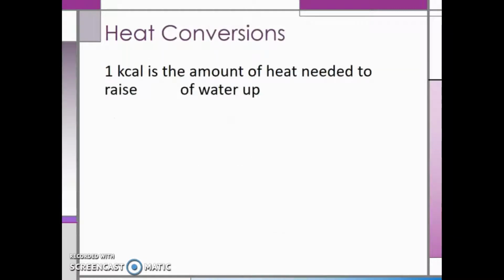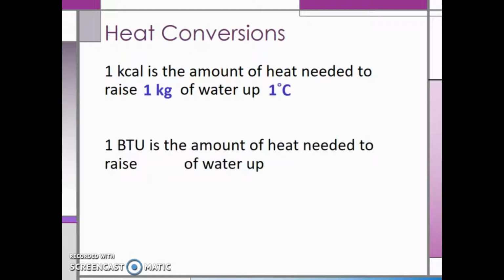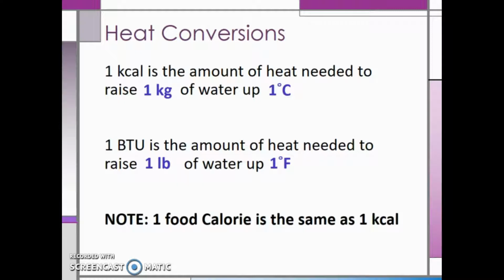Heat is measured in kilocalories in the metric system and BTUs, or British thermal units, in the English system. 1 kilocalorie, or kcal, of heat is the amount of heat needed to raise 1 kilogram of water up 1 degree Celsius. In the English system, 1 BTU of heat is the amount of heat needed to raise 1 pound of water up 1 degree Fahrenheit. As a side note, 1 food calorie is the same as 1 kilocalorie. We will be using this information later on to figure out how much work must be done to offset eating certain foods.